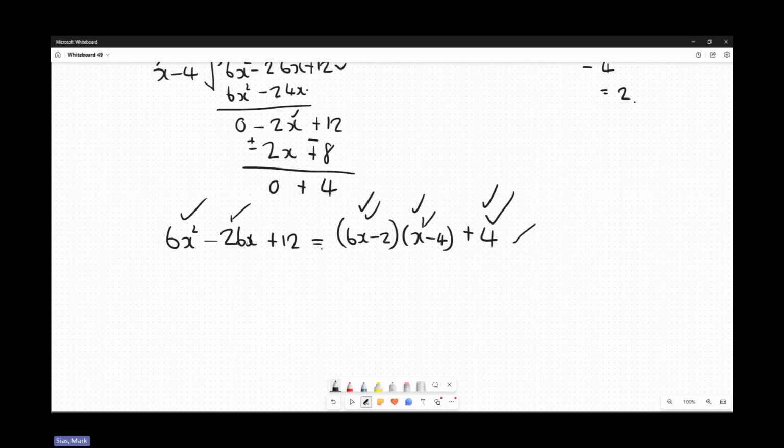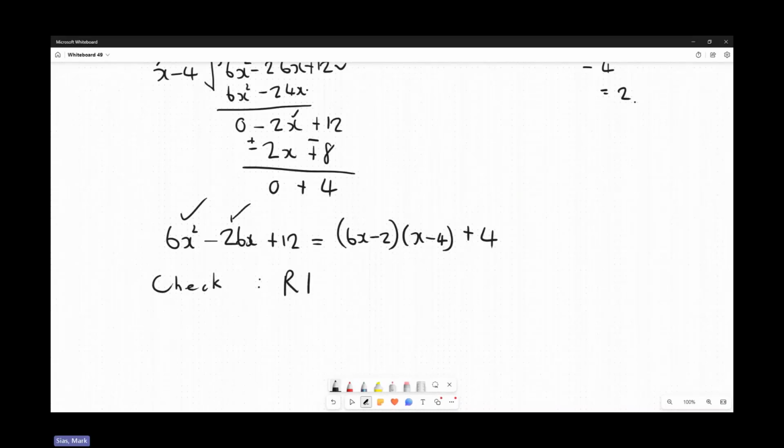If you multiply the right-hand side out, we should get the left-hand side, okay? So just as a check, I'll check the right-hand side quickly, and see if it's equal to the left-hand side. So I'm going to multiply out the right-hand side now. 6x squared minus 24x minus 2x is minus 26x. Then minus 2 times minus 4 is plus 8, plus 4 is 12, okay? Right, so everything seems to be fine.